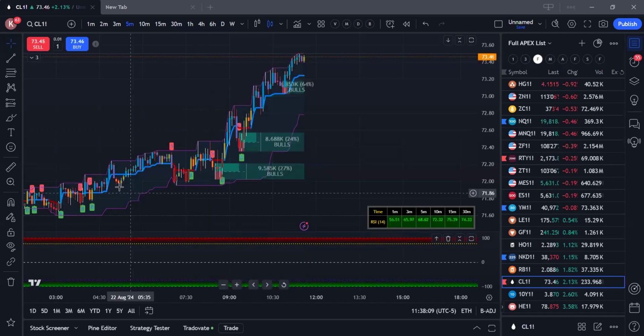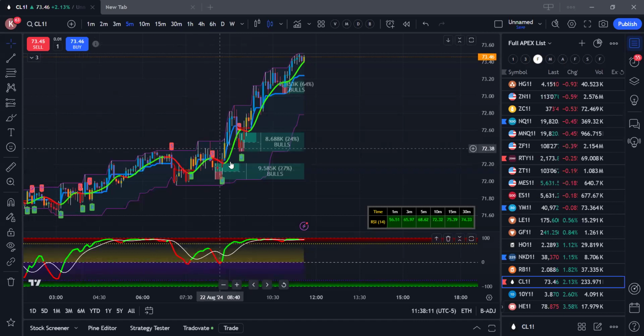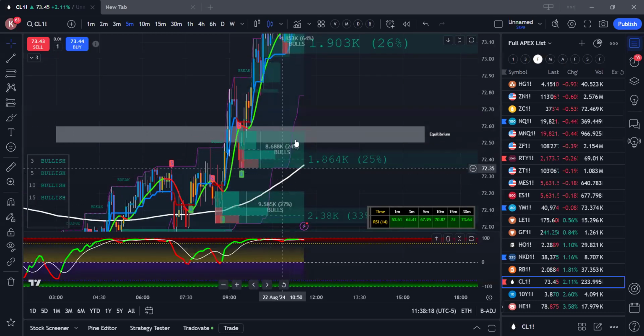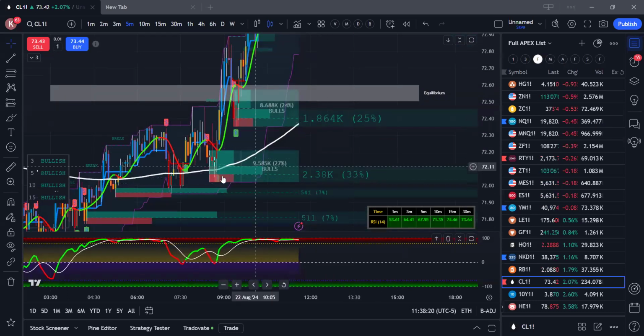Yeah. Crude oil was dropping the last 2-3 days. Today it started moving up. So bulls, you can see that buyers are trying to take it up.